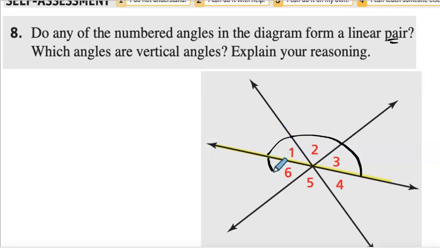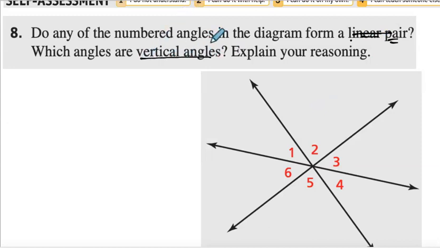If I look below the line, I get 6, 5, and 4. Again, 3 angles. That's not going to work for me. And if you look at any of these lines, they're always going to be based off of 3 angles no matter what. So you're not going to see any linear pairs in this one.